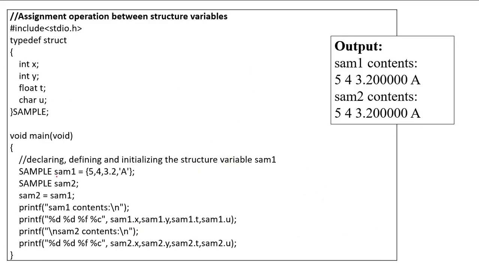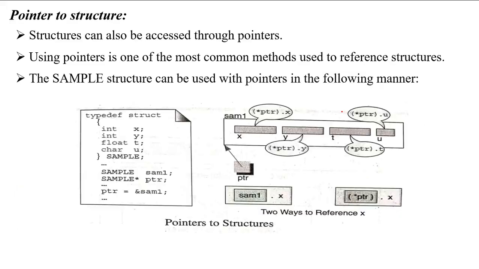See, same thing I have done. SAM1 I have initialized with these values, SAM2 I made uninitialized. Then I'm copying SAM1 into SAM2. After copying, I'm printing both contents, SAM1 as well as SAM2. In both places, I'm getting the same values because using the assignment operator, I copied the SAM1 field values into SAM2. That is the reason why I'm getting the same values in both places. Okay? So quickly we'll go to pointers to structures.